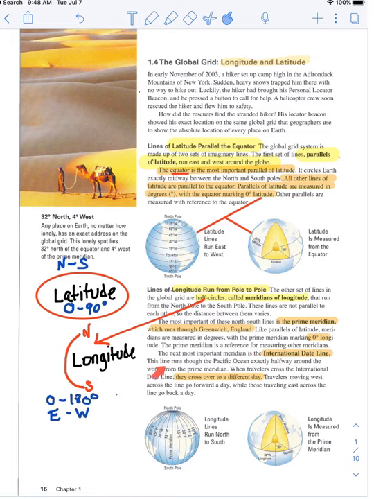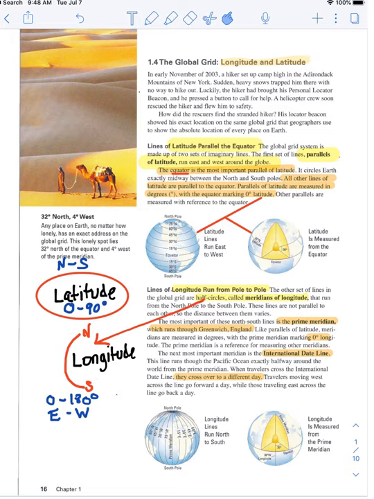Now, one interesting fact is at the international date line, when you cross over, you actually cross into a different day. Travelers moving west across this line go forward a day, while those going east go back a day. So when we combine these two things together, they're going to give us an absolute location.